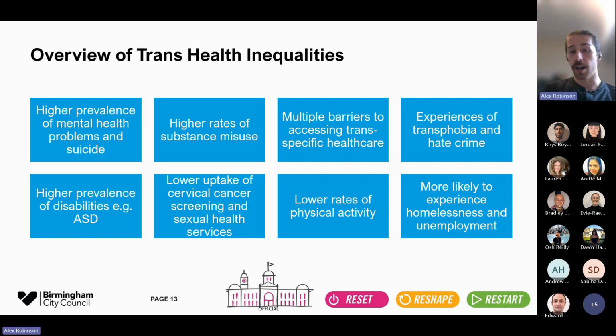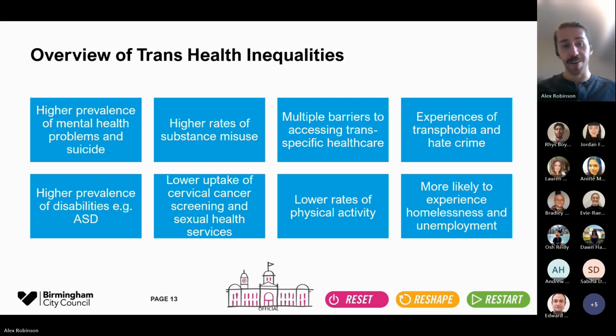And that highlights the importance of not aggregating that group and treating them as a homogenous community. Similarly, 25% of trans people in the UK have been homeless at some point in their lives. That's compared to 16% of cis LGBT people. And in Birmingham, 26% of trans people are unemployed, compared to 14% of cisgender LGBT people. Yeah, and as I said, that shows quite significant differences even within the LGBTQ plus community.